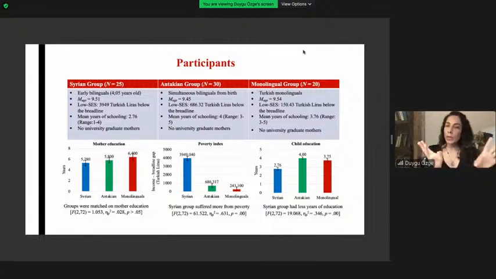Okay, so all three groups were matched on their mother's education. Most of the time, mother's education predicts socioeconomic status as well. But interestingly, of course, expectedly, I would say, when we analyzed how much the Syrian group earned, what kind of life they lived, we saw that they suffered more from poverty than the other two groups. I mean, our non-refugee bilingual group and monolingual group were also coming from low socioeconomic status, but still the Syrian group were living much below the breadline. So we couldn't really control that poverty so much.